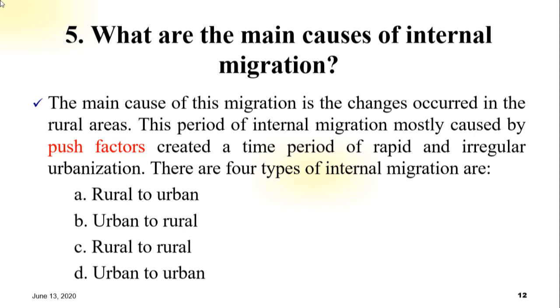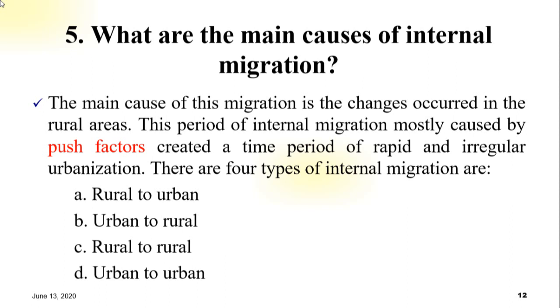The main cause of this migration is the changes that occur, it means happen, in the rural area. In the rural area, this period of internal migration is mostly caused by push factors. When you see the word push factor, remember it means force a person to move. It created a time period of rapid and irregular urbanization. Urbanization is an increasing number of people.